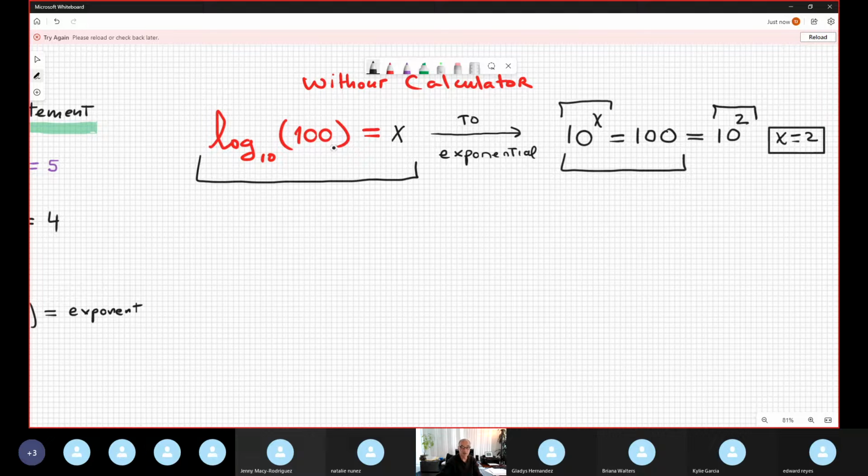Of course, most examples are impossible to do this way, because normally most logarithms are irrational numbers.